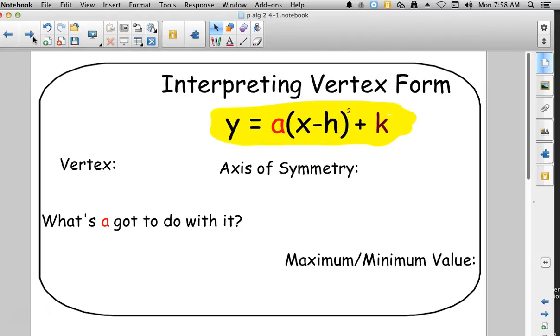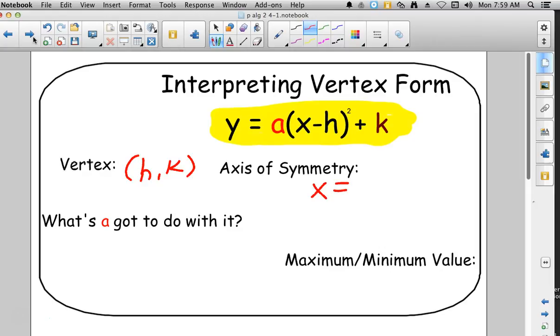We know that the vertex is always going to be at H, K. That's going to be our new starting point, just like it was for our absolute value graphs. Our axis of symmetry is always going to be with the ones that we're talking about. It is possible to have right and left opening parabolas, but the ones that we're going to work with are just up and down. So that axis of symmetry is always going to karate chop the x-axis.